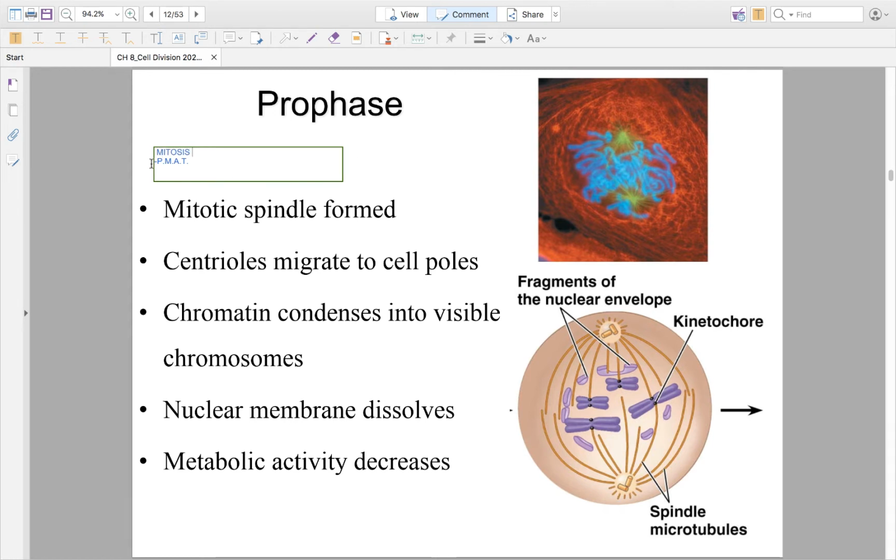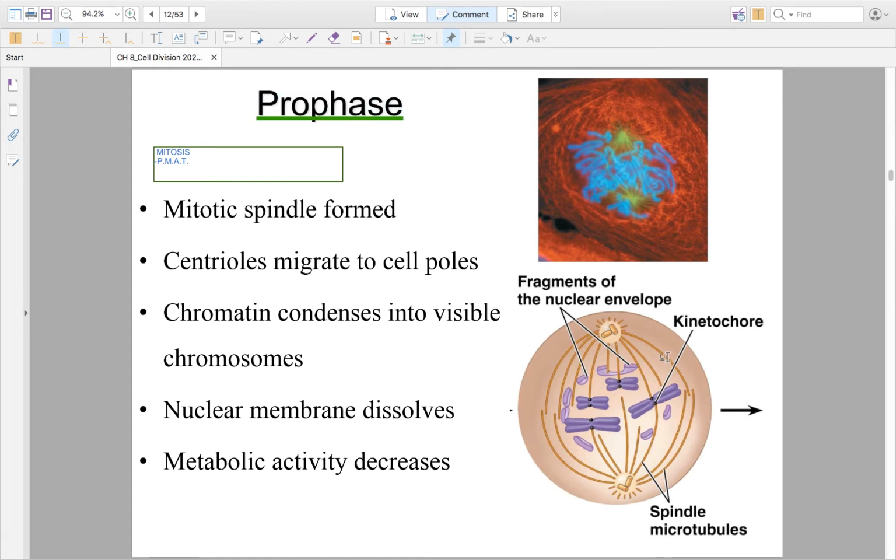So the book will sometimes tell you that there's 5 phases, but we have condensed them into 4. The video will tell you that too. So basically what they're going to say is that there's a prophase and a pro-metaphase. So what we've done is we've taken prophase and pro-metaphase and put them into one category and just called it prophase. So all of this is happening in prophase.